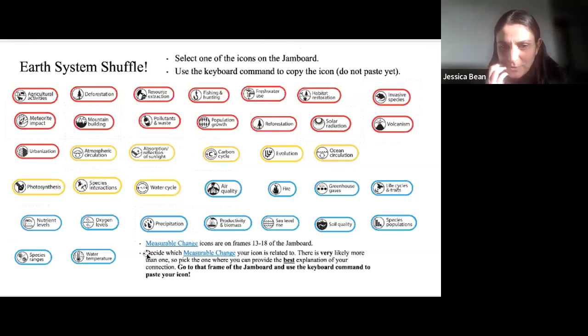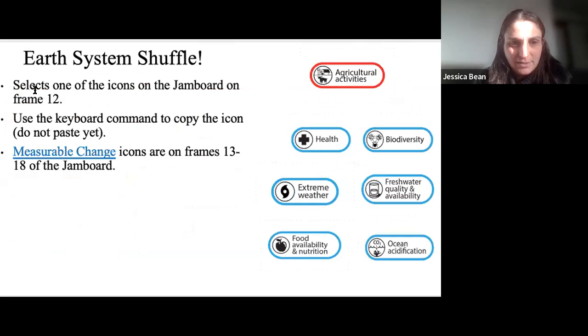So again, lots of different options. Pick an icon that is appealing to you, is of interest to you. Thanks, Gina, for reposting the page. And so then try to use the copy keyboard command to copy it. Don't paste it yet. But then I just want to tell you that on pages 13 to 18, what you'll see are these 6 icons.